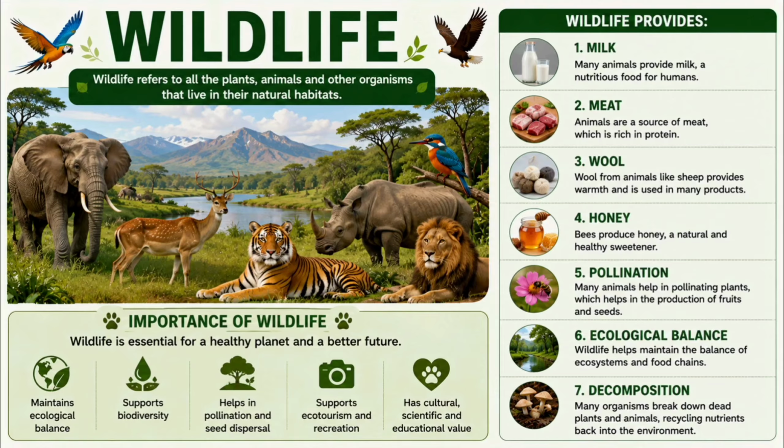Wool. Wool from animals like sheep provides warmth and is used in many products. Honey. Bees produce honey, a natural healthy sweetener. Pollination. Many animals help in pollinating plants which help in the production of fruits and seeds. Ecological balance. Wildlife helps maintain the balance of ecosystem and food chains. Decomposition. Many organisms break down dead plants and animals, recycling nutrients back into the environment.